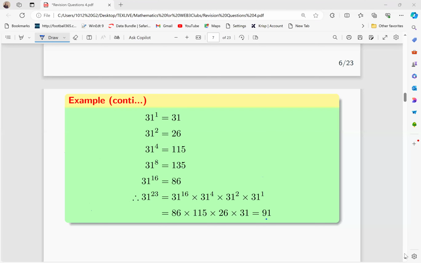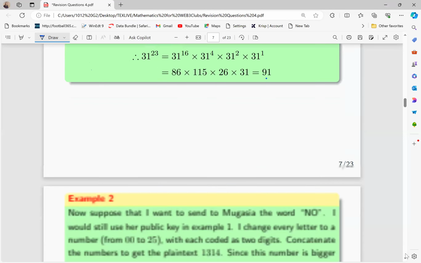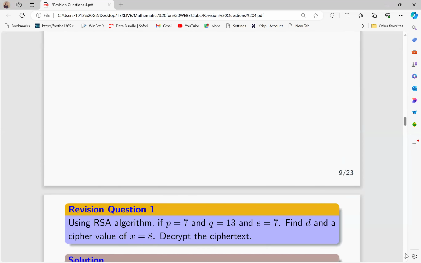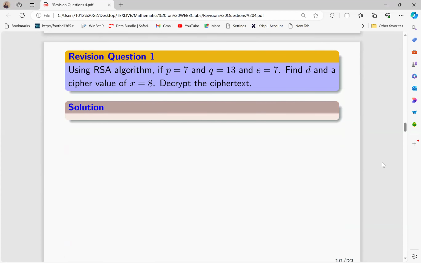Now let's try questions out, using what we've been doing. So like this first question, we've been given P and Q and then E. We are hoping that somebody wants the message. The one we are sending the message to has chosen P, Q, and E. So our duty now is to find the D this person has.